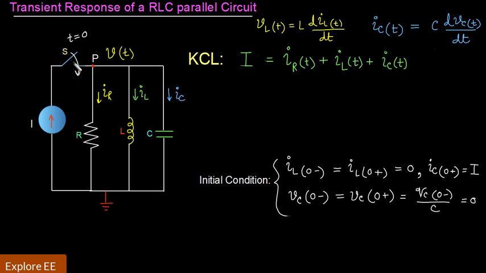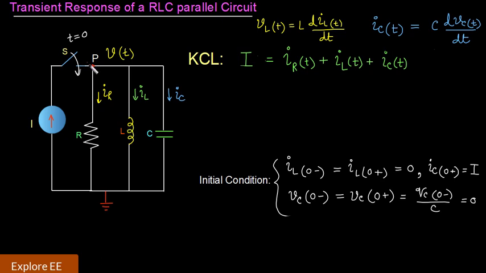When the switch is turned on at t equal to 0, the capacitor behaves like a short circuit at t equal to 0 plus, allowing the entire current to flow through it. Let us assume the voltage of this point P be v(t). And let us also assume that initially the circuit is completely relaxed. That means no charge is stored in the capacitor before turn on of this switch, and no initial current is flowing through the inductor before the switch is turned on.